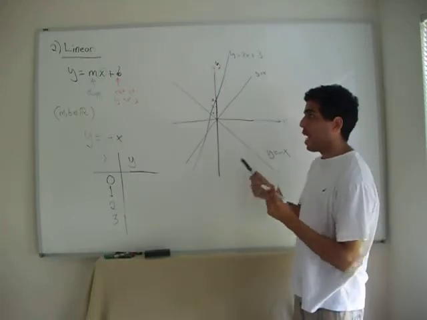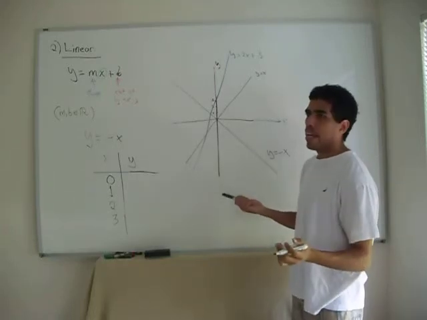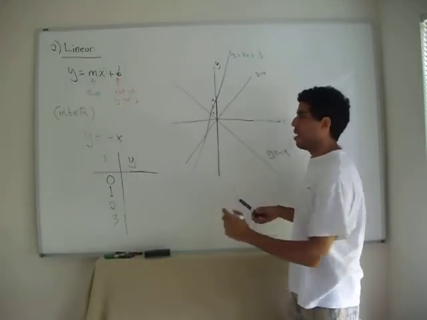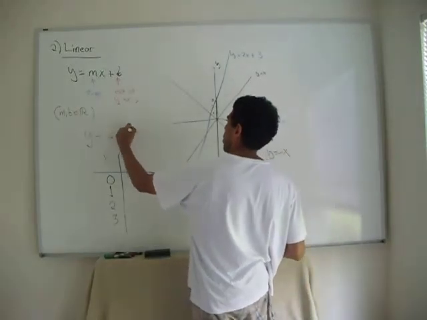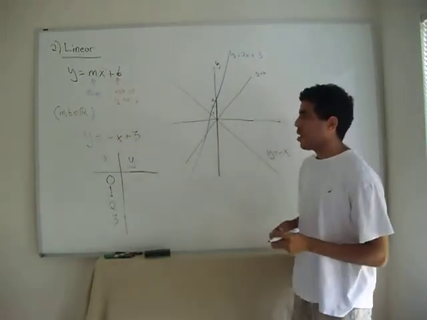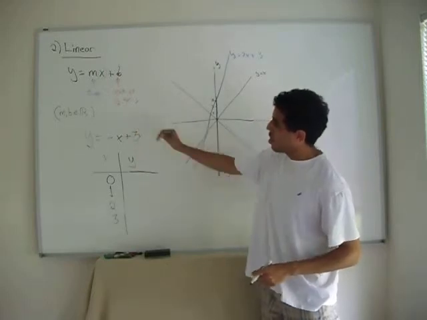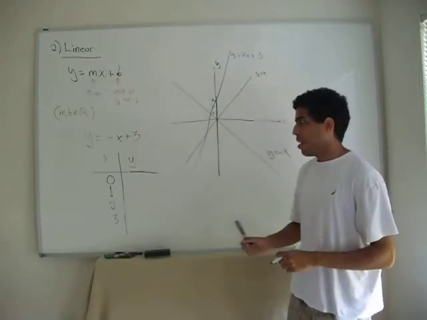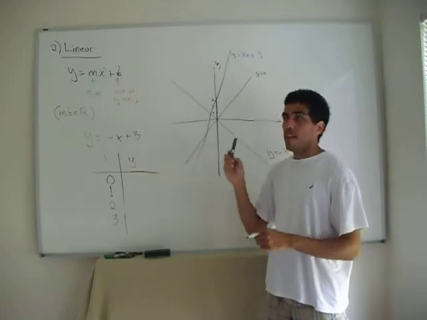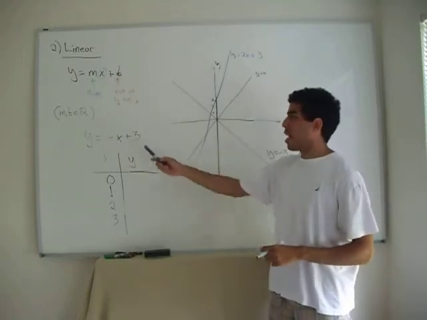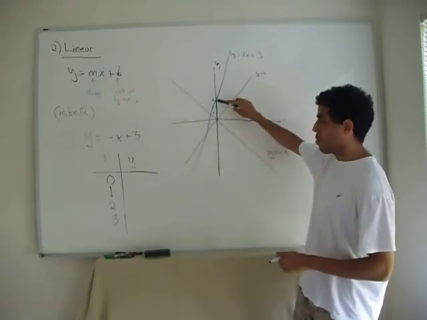Now what happens if we add a b to it? Let's say we add plus 3. So now we have y equals minus x plus 3. The slope is still negative. The cut with the y-axis, of course, at plus 3. So this is right here.